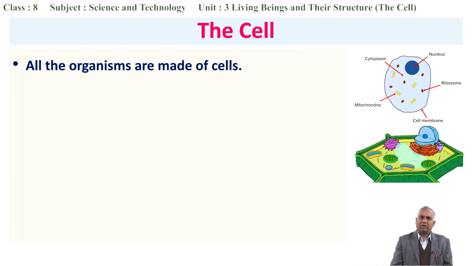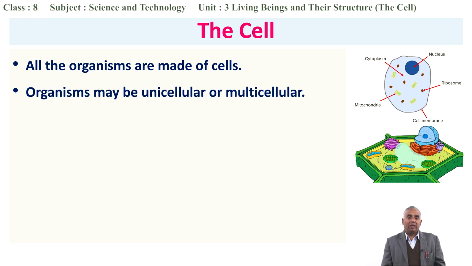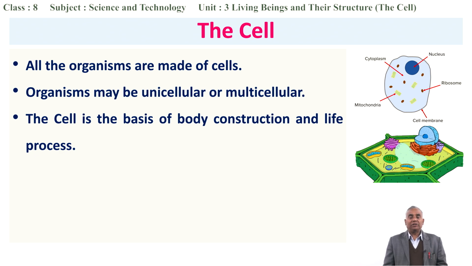Some information about it: all the organisms are made of cells. Organisms may be unicellular or multicellular, but all of them are made of cells. They may be made of one cell or many cells, doesn't matter. Cell is the fundamental unit of body structure of an organism. Some organisms, animal or plant, are made of a single cell, so they are unicellular. And some are made of many cells, so they are multicellular.